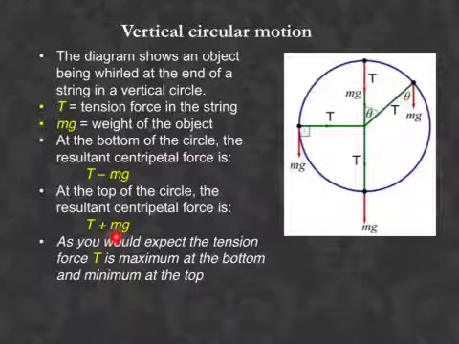Then at the bottom of the circle here, this force, the tension force, is towards the center of the circle, but the weight of the object is acting away from it, mg. So this force minus that force gives a net centripetal force, T minus mg, which is that one there, T minus mg.